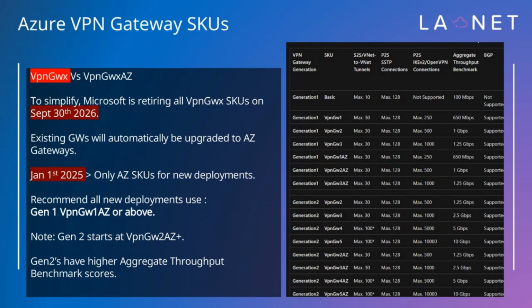What we tend to recommend as your lowest starting point is to go with the Gen 1 AZ SKU, which is what we usually start with. And then if you've got higher performance requirements, as the previous slide suggested, go to the Generation 2 GW AZ. So you've got Generation 1 and 2 as well, but Generation 2s have a slightly higher aggregate throughput benchmark, so you might get better performance out of those ones. You'll also notice that the Gen 2 AZs only start with a GW2. There is no 1 version of that, so that's why for the higher performance you want to go to those.